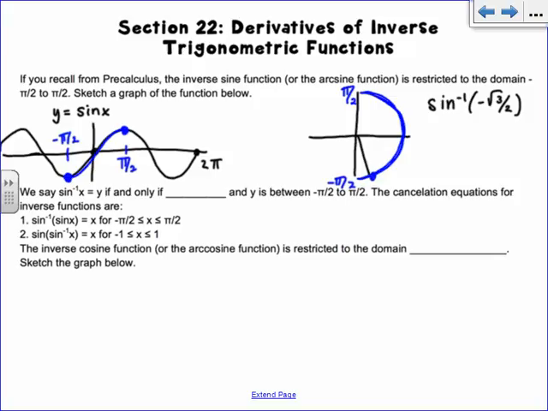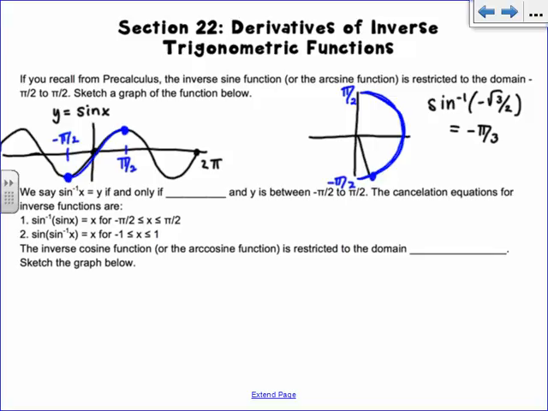What angle? Negative pi over 3, right. It's not 5 pi over 3. We have to have it on the interval negative pi over 2 to pi over 2. Does that make sense? That's how arc sine works. And that's why when you do arc sine on your calculator, inverse sine, you only get one answer, okay? Because there is only one answer. It's restricted to a certain domain.